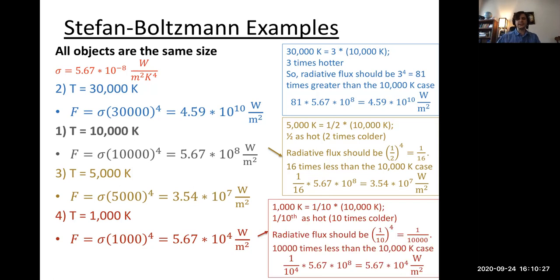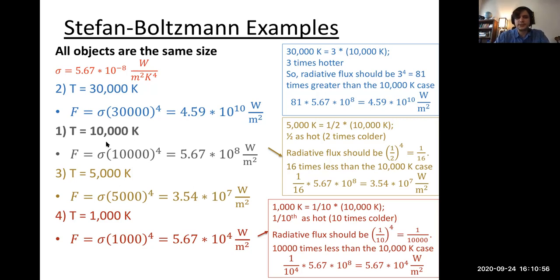And let's do this last one. So 1,000 Kelvin is 1/10 of 10,000 Kelvin. It's 10 times colder. It's 1/10 as hot. So the radiative flux should be that ratio of temperature, 1/10 raised to the 4th power. That's 1 over 10 to the 4th, 1 over 10,000. 1/10,000th the amount of energy per square meter. So it should be 10,000 times less than, saying the same thing.